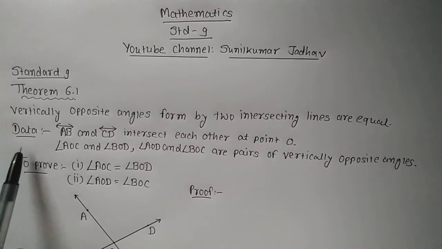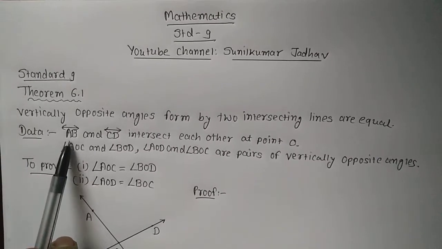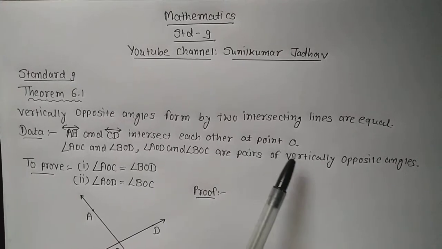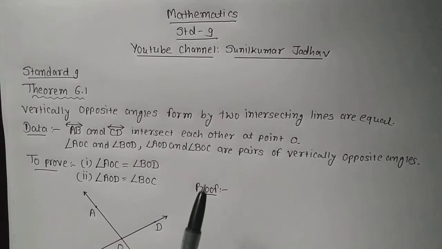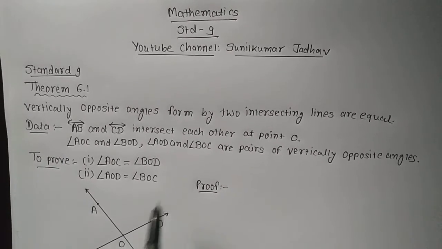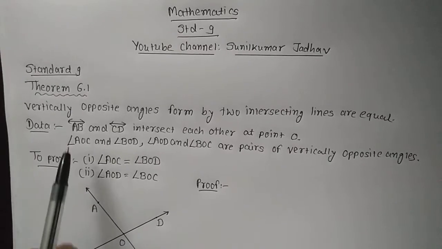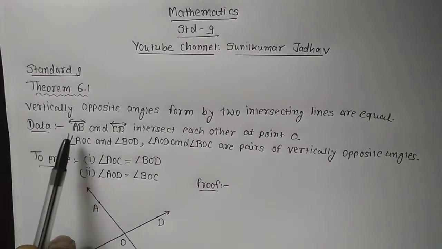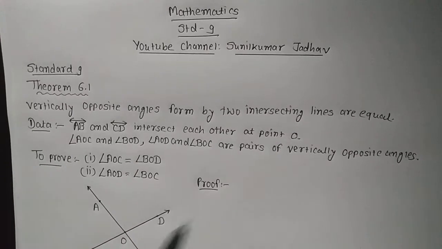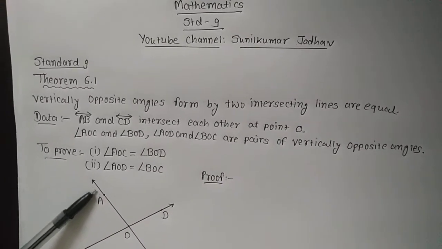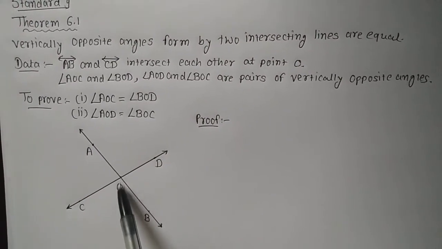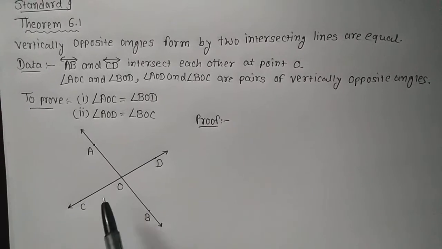Now let us see the data. Here line AB and line CD intersect each other at the point O. Now you know that a theorem has three parts, that is data, to prove and proof. So first of all we have to make the figure on the basis of the given data. Let us make it: line AB and line CD intersect each other at point O. You can see I draw the figure, that line AB and line CD both are intersecting each other at this point, that is point O.